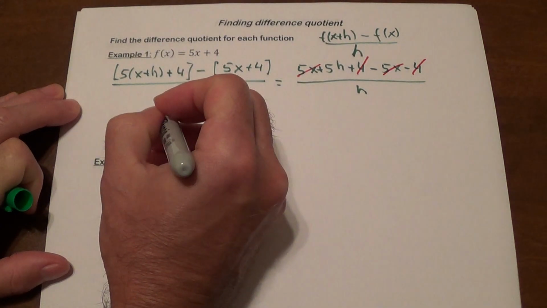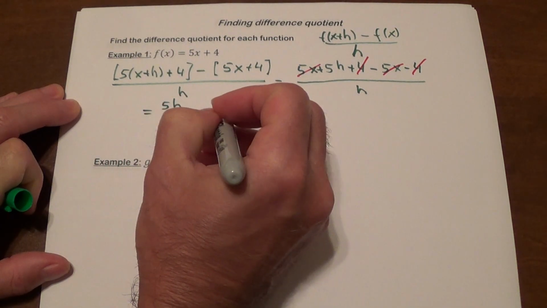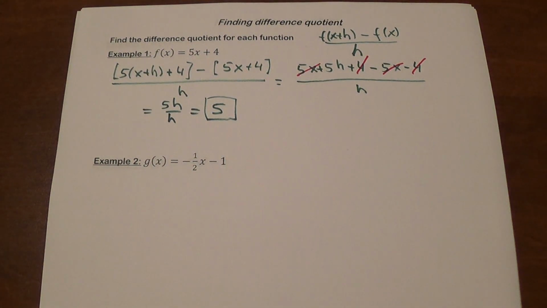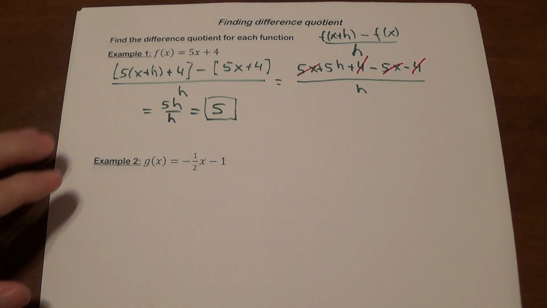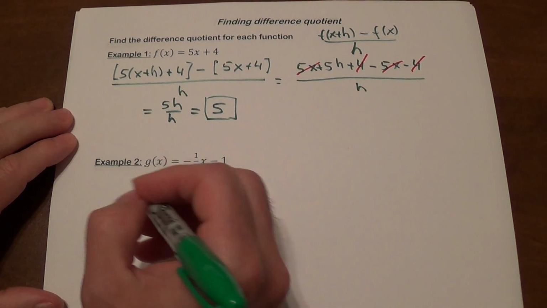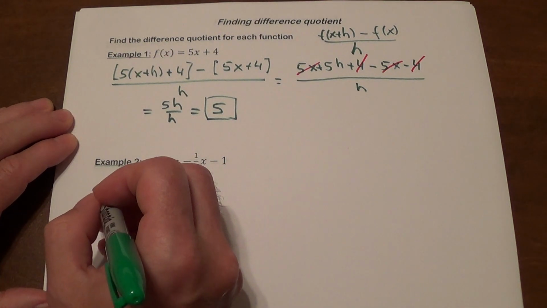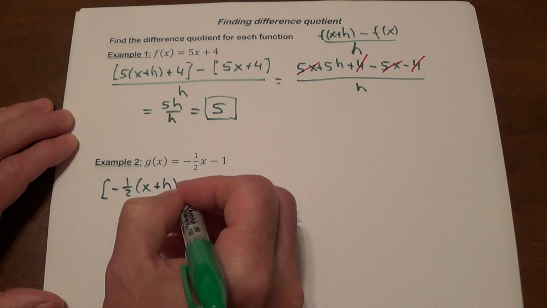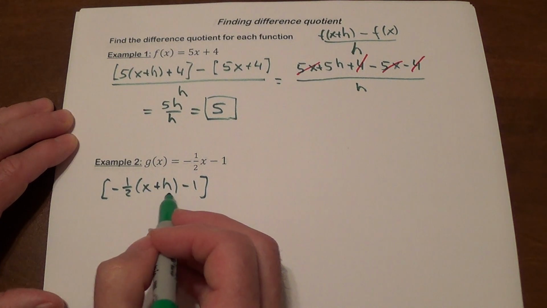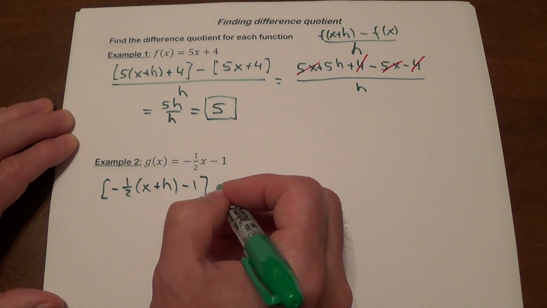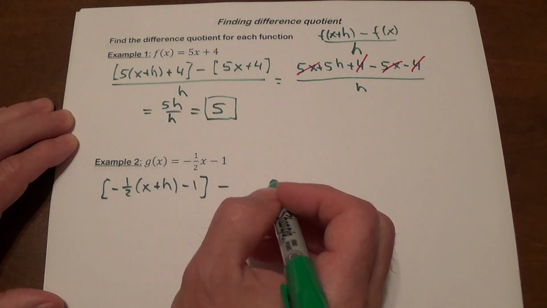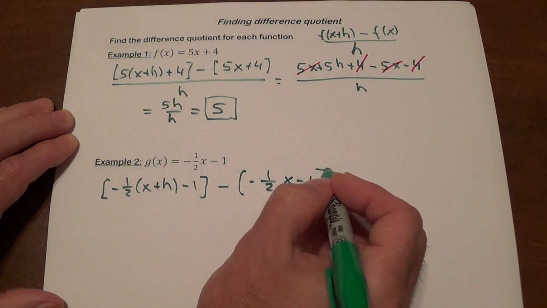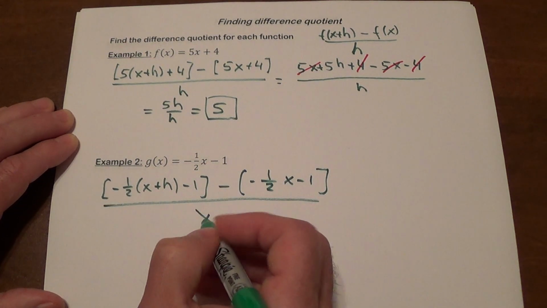So we're getting 5h over h, and that is giving us 5 in this case. Is the difference quotient going to give you always a number? Not really, but sometimes it does. I'll get to it. So what's going to happen here? We're going to have negative 1/2 times x plus h minus 1. This is f of x plus h minus, well, in this case it's g, but it's not going to make any difference. And here you're always going to write the function itself. And it all goes over h.